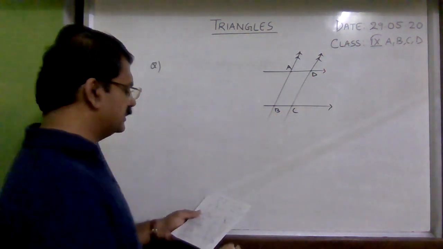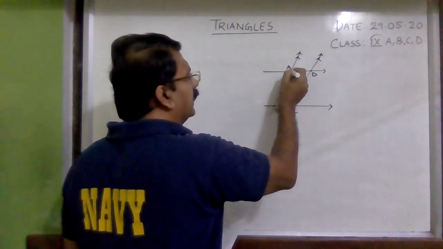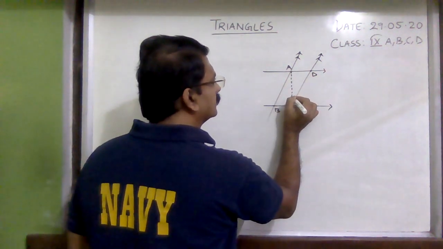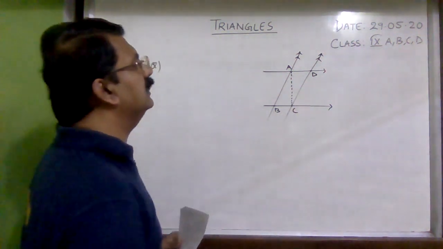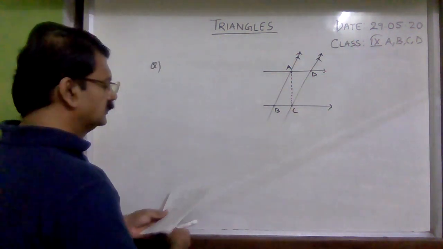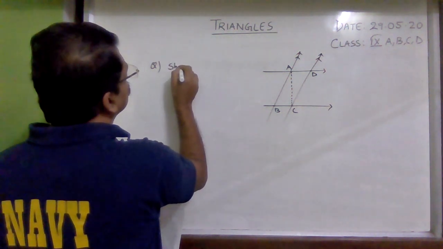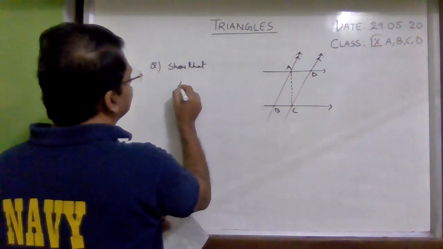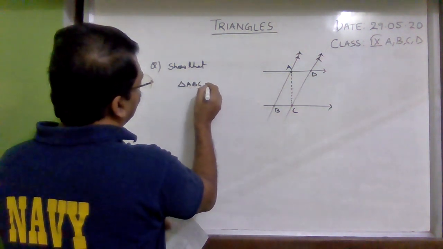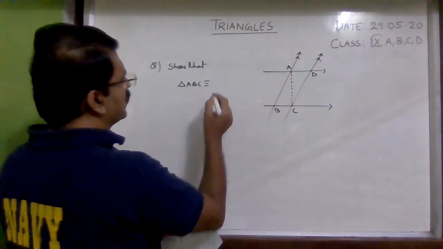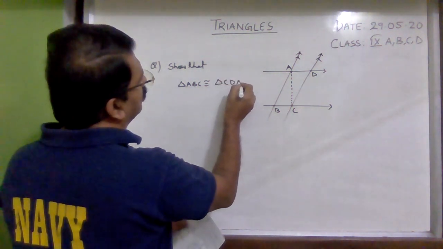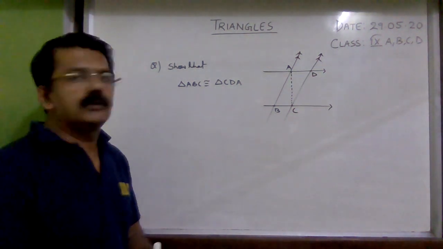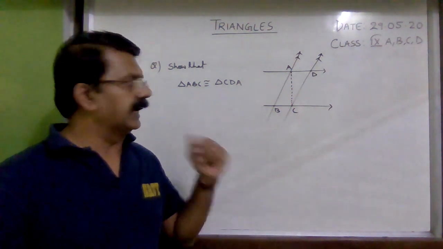Now there is a line joining A and C like this. There is a straight line joining A and C. Now show that triangle ABC is congruent to triangle CDA. So this is what we have to prove, that triangle ABC is congruent to triangle CDA.